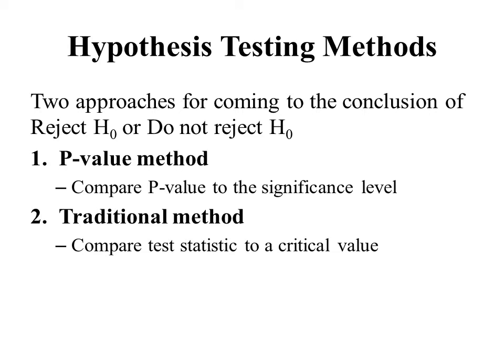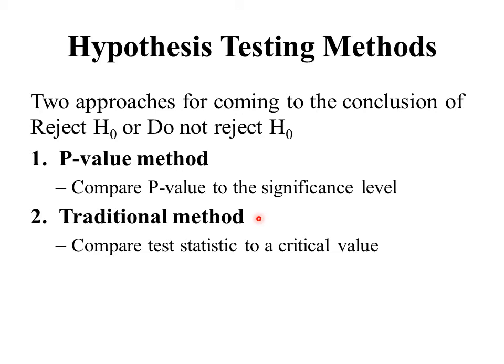There's kind of two different methods or two different approaches for coming to that technical conclusion. The one that we've always used in the lessons is called the p-value method, where we calculate a p-value, which is a probability, and then we compare that to the significance level, which is typically alpha equals 0.05.